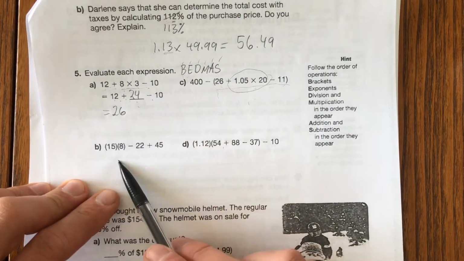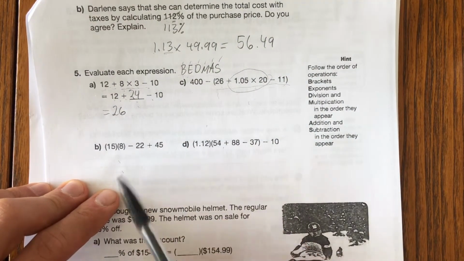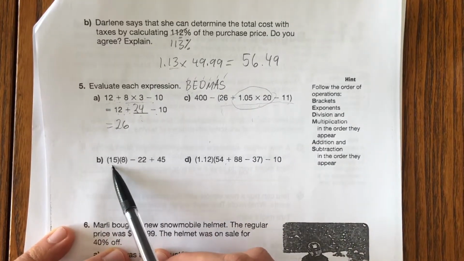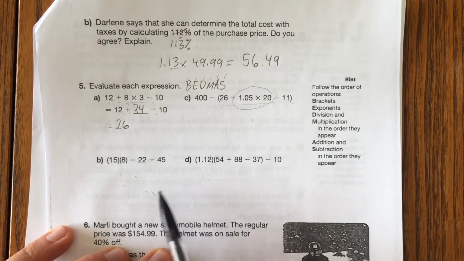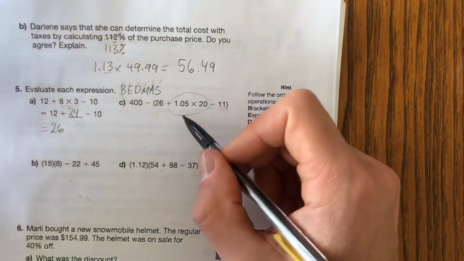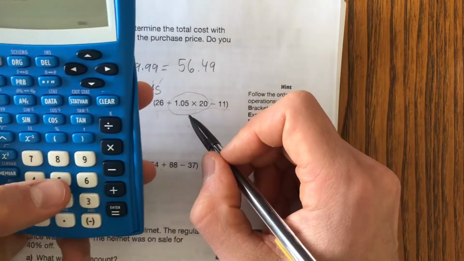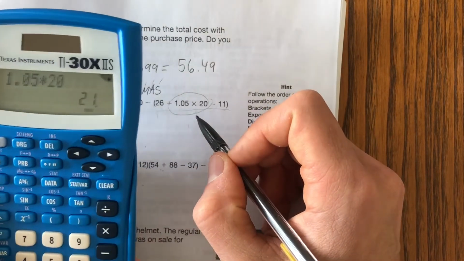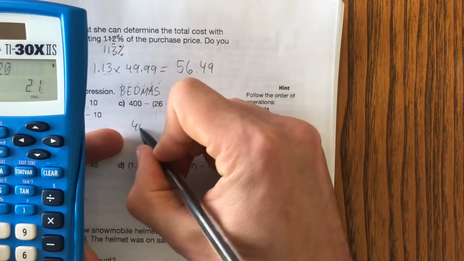Well, here, I'll do C. I'll do every second one. So you guys can do the bottom two. So 1.05 times 20 equals. So I get 400.